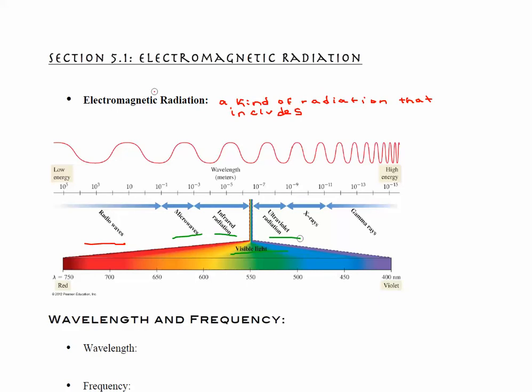UV radiation, if you've ever gotten sunburned, that's because of electromagnetic radiation. X-rays, if you've ever broken a bone, you've had to get x-rays taken. And then also gamma rays. And so we're going to look at how these different types of electromagnetic radiation differ in just a second. But the first thing that I'm going to do is actually give you a second definition.